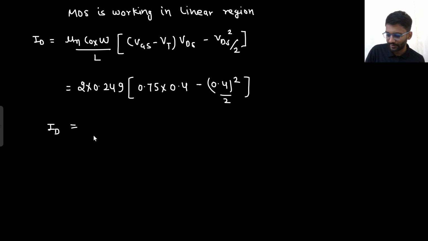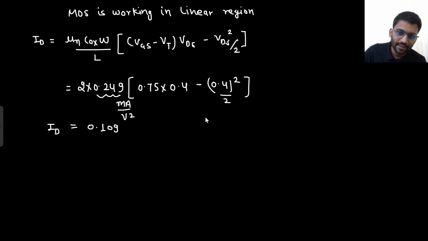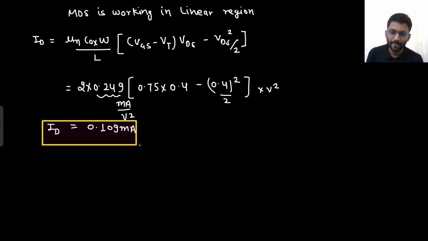Yes, so you are getting 0.109. Tell me, will it be ampere or milliampere? Milliampere. Why so? Because the unit is milliampere per volt square, and this complete unit will be volt square only because this is voltage square and this is also voltage square. So volt square and volt square get cancelled, milliampere is left. The current will be in milliampere. ID is 0.109 milliampere.